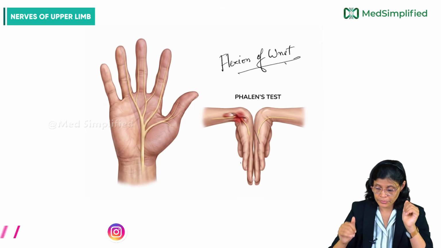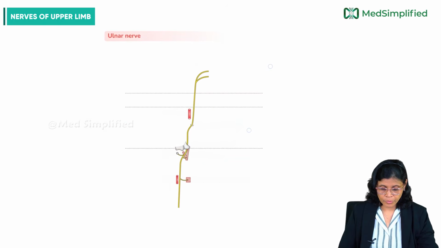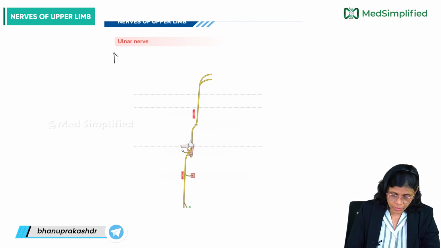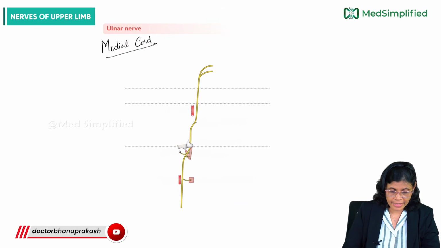And the last nerve is the ulnar nerve. So we move on to the last important nerve, that is the ulnar nerve. The ulnar nerve also comes from the brachial plexus, that is, it is a branch of the medial cord of the brachial plexus. So it arises in the axilla. What is the root value of that?